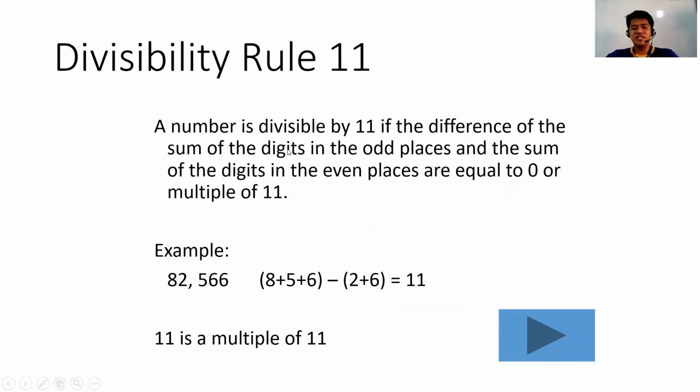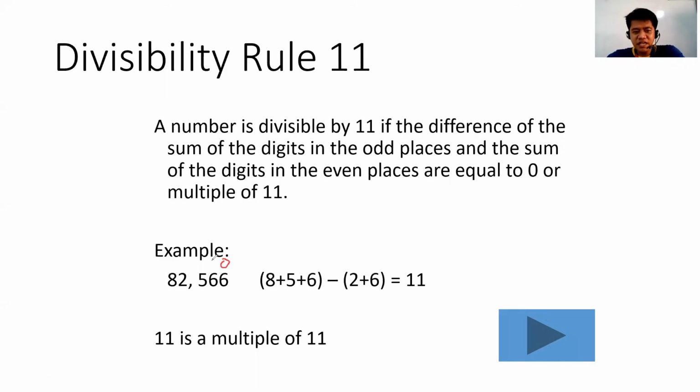Divisibility rule number 11. A number is divisible by 11 if the difference of the sum of the digits in the odd places and the sum of the digits in the even places is equal to 0 or a multiple of 11. Tatanggalin muna natin ang odd and even numbers sa kanila bago natin masasabing divisible siya by 11 kung 0 ang difference nito or multiple of 11.